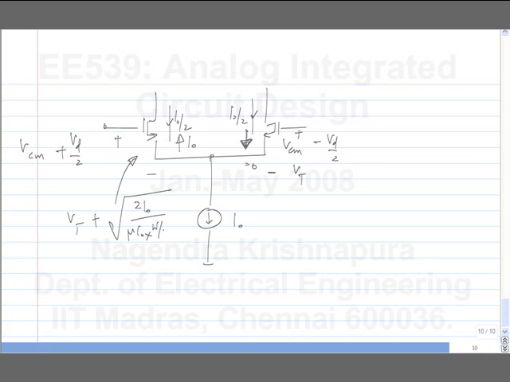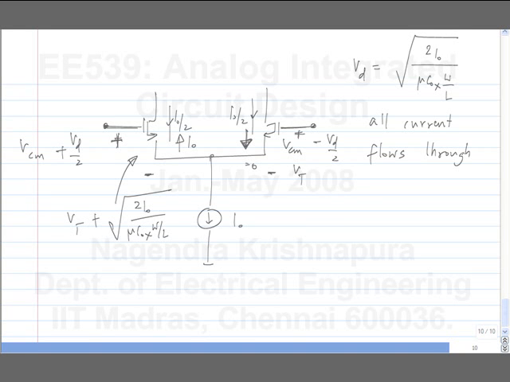So the difference between the input voltages is Vd, which is also equal to the difference between the gate source voltages. Okay. So for Vd equals square root of 2I0 by mu Cox W by L, all of the current flows through M1, where M1 is the transistor on the left side. Okay. And for voltages more negative than minus square root 2I0 by mu Cox W by L, all of the current flows through M2. Okay.